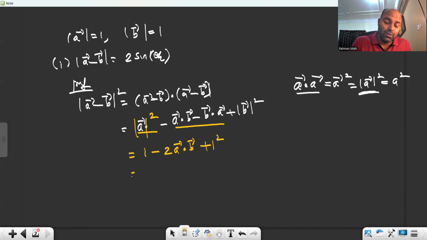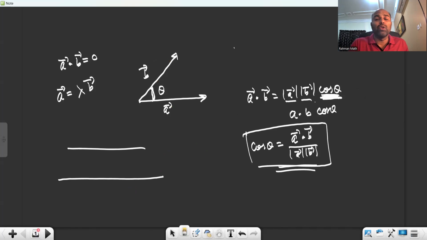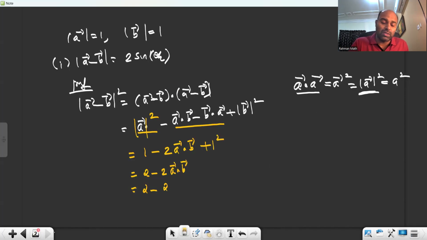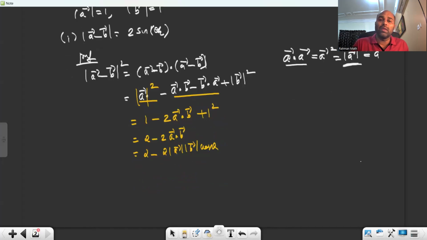After this, 1 and 1, 2. 2 minus this one. What is A dot B? Today I told you what A dot B is: magnitude A, magnitude B, cos theta. A dot B is magnitude A, magnitude B cos theta. This is what we are calling A dot B.